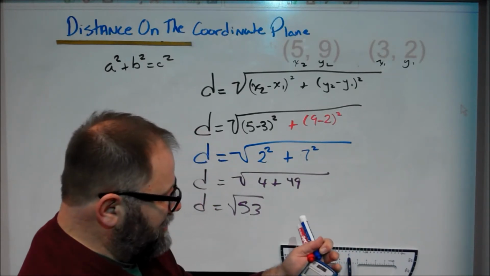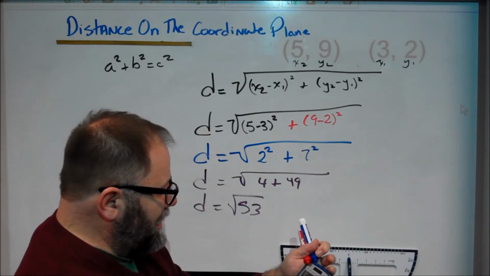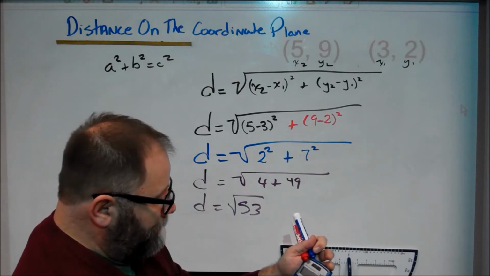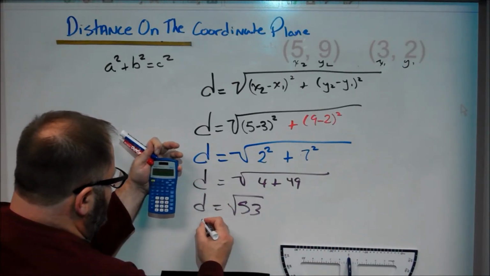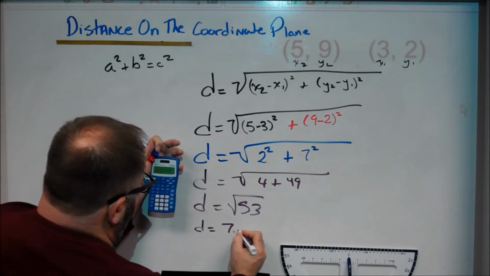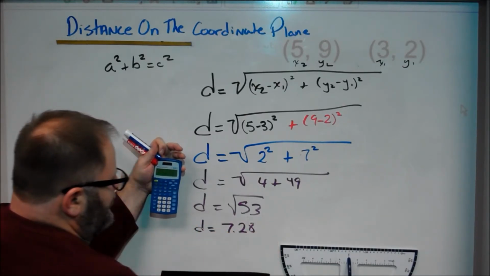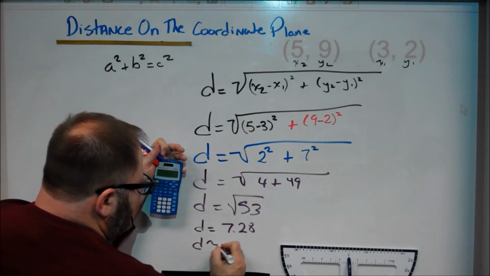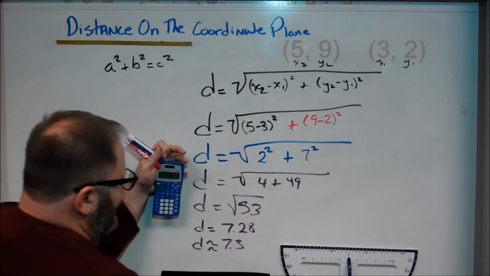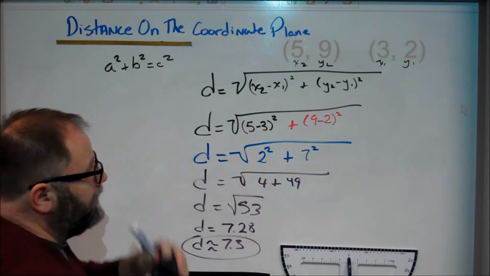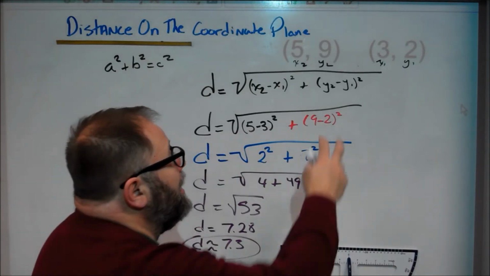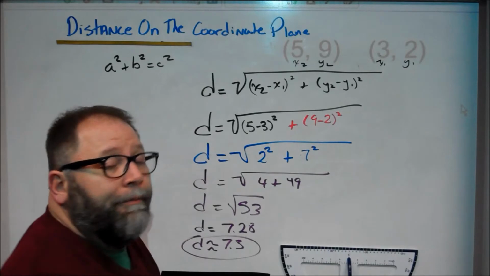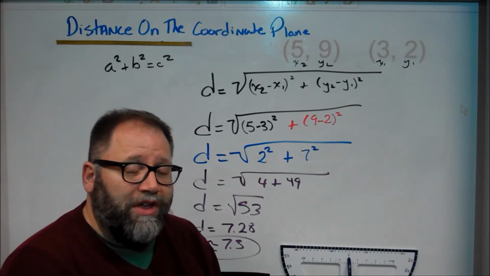To get a precise value on this, I'm going to hit second function, radical, 53, enter, and what I get is d equals 7.28, and then I'm going to say d is about 7.3. All right, that's how distance formula works. We're going to take the pieces of our ordered pair, and we're going to use the formula to do that.